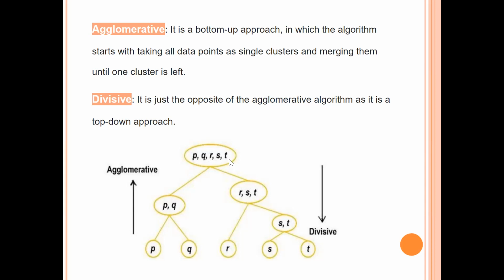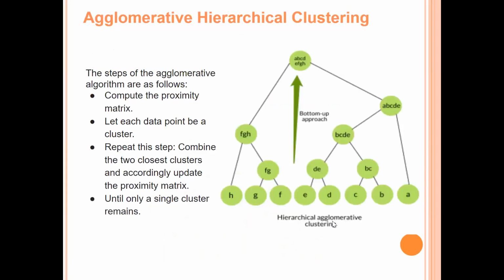Now divisive. I just told you that it's just opposite of the agglomerative algorithm, and it's a top-down approach. So here we are having only one cluster and now it will split down into different clusters, and finally we will be having individual clusters in the end. So this is happening using the divisive algorithm. You can see the arrow sign. It's a top-down approach.